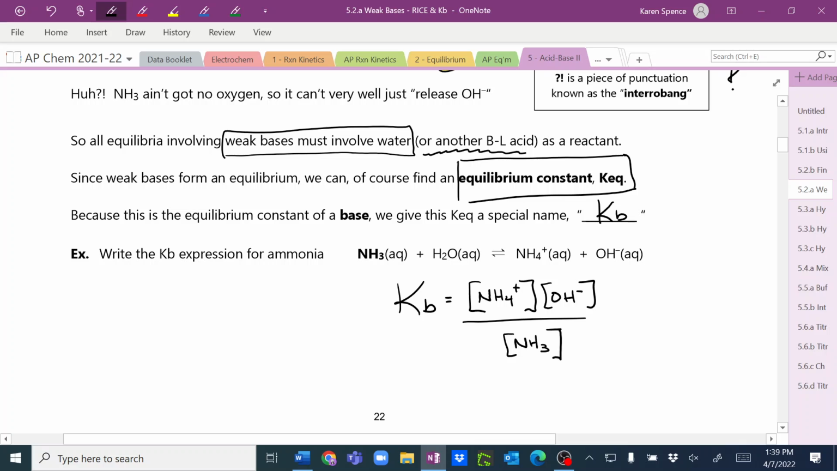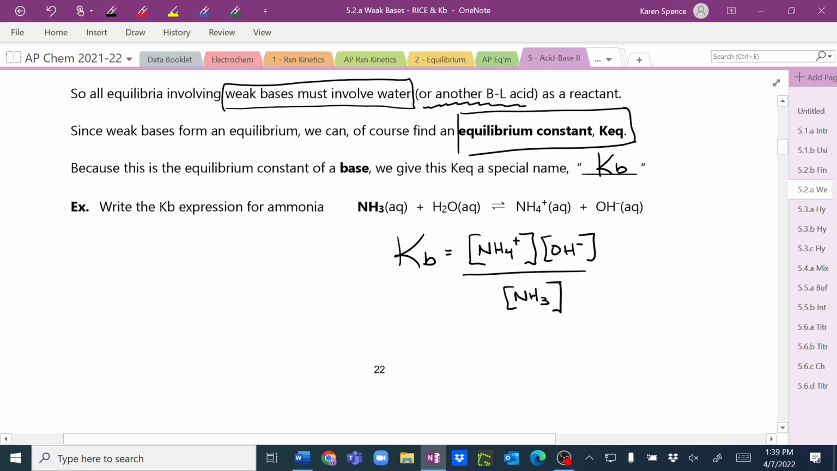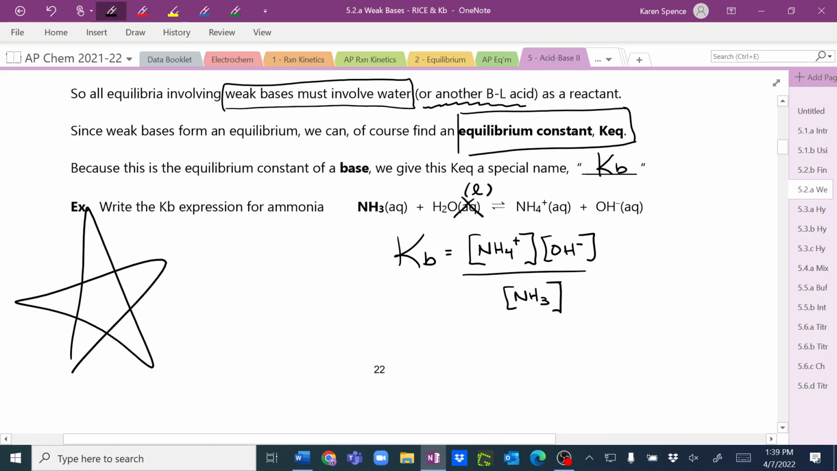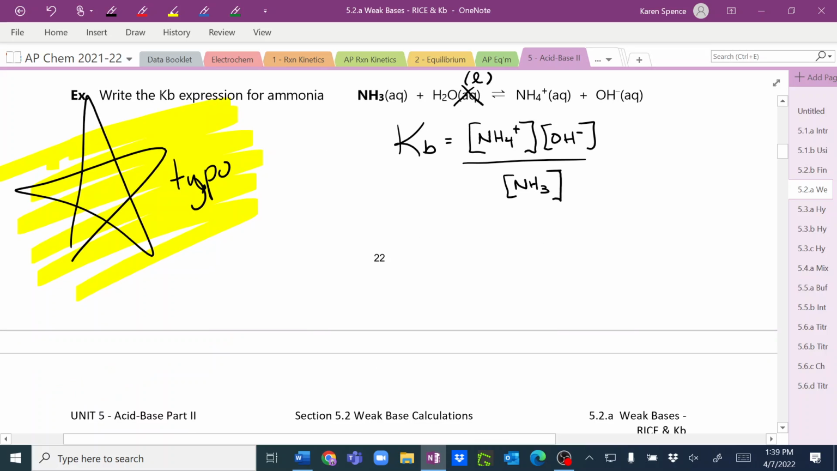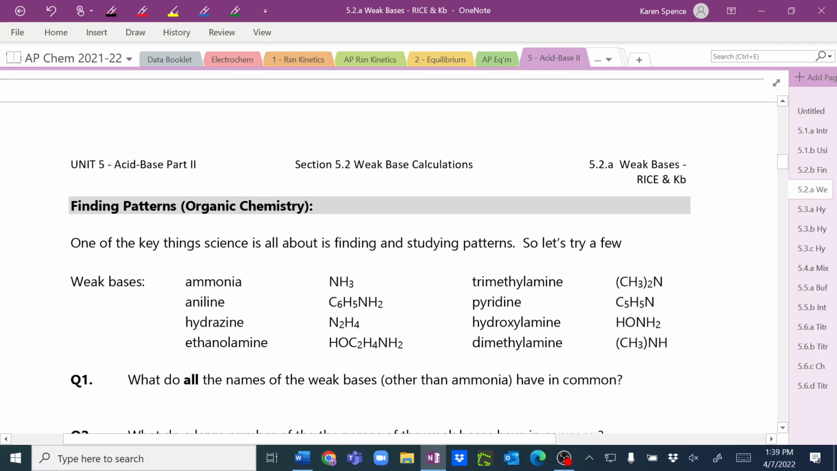Is good? Oh my God, this should not say aqueous. This should say liquid. Water is a liquid, yes. We'll take our break at 1:45. Does that sound good? Okay.